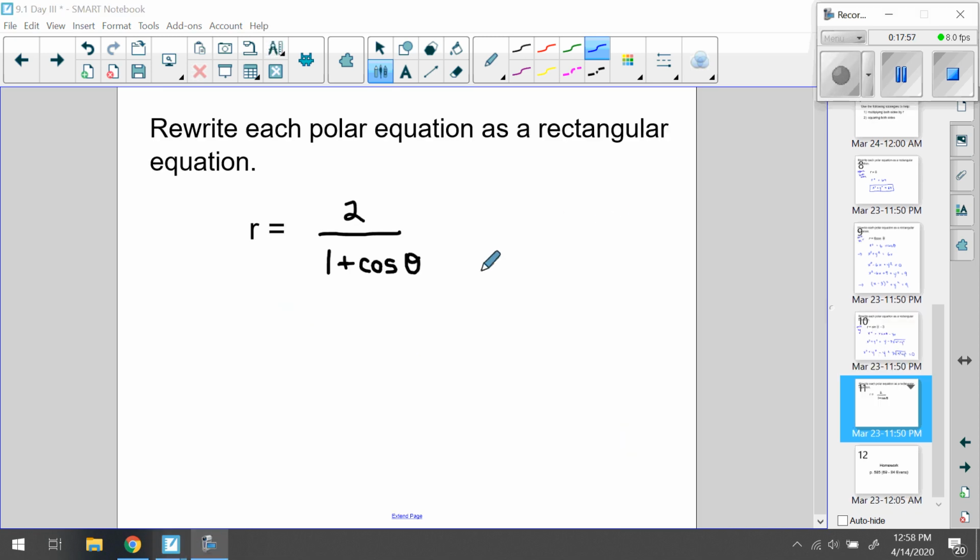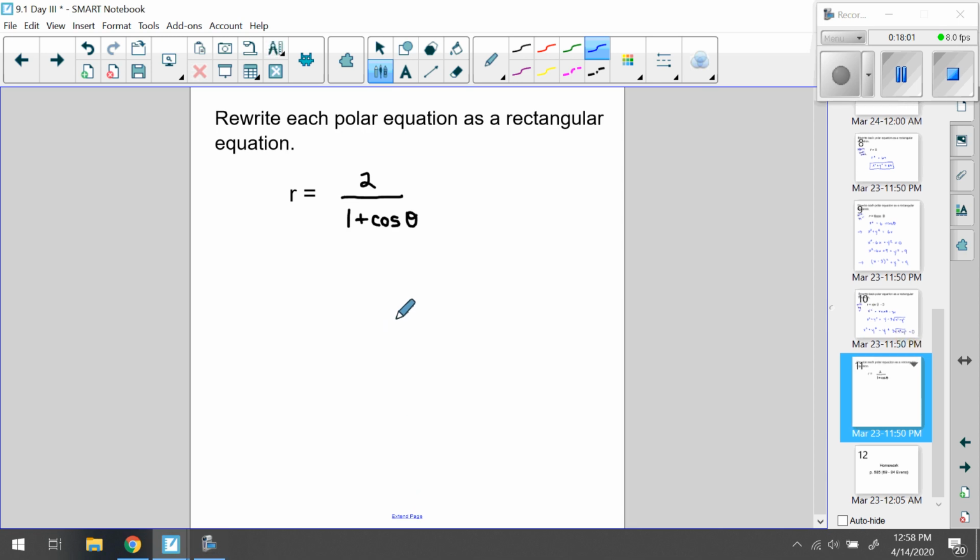All right, and this brings us to our last example. I have r equals 2 over 1 plus cosine theta. So again, we start thinking about squaring both sides. I feel like that's going to get pretty messy. You're going to have to FOIL on the denominator. Even multiplying it by r on both sides might get a little bit messy. Like we'll have an r squared over here, we'll have 2r over here.